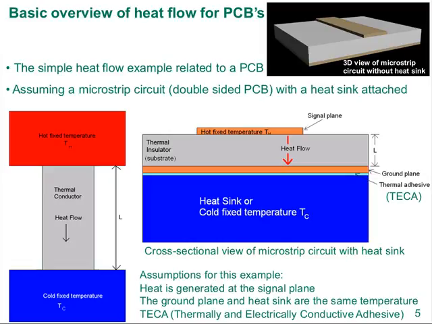In the cross-sectional view, in the middle of the page here, you see the same circuit: signal plane on top, a gray area that's the substrate, and then another orange layer on the bottom, which is the circuit ground plane. It's attached to the dark blue heat sink by a very thin light blue layer, that's a TECA. TECA is an acronym for thermally, electrically conductive adhesive, and what's assumed here is that the circuit is acting as our thermal model, where the signal plane is the heat source. That's where the heat's being generated.